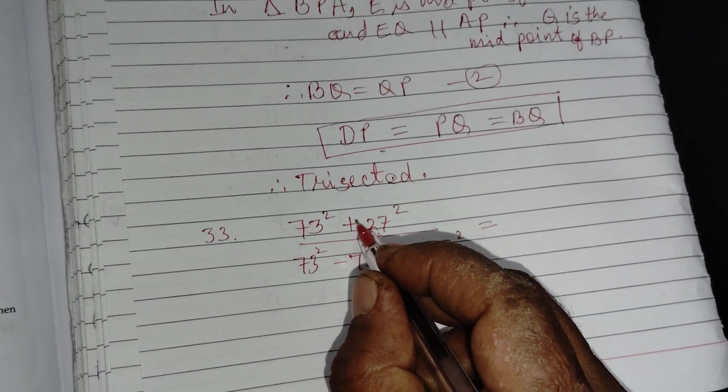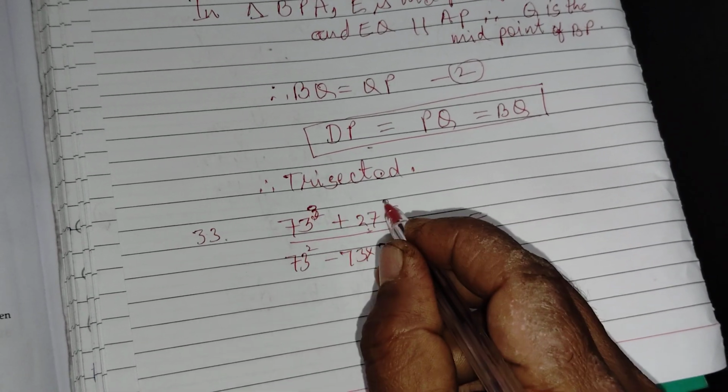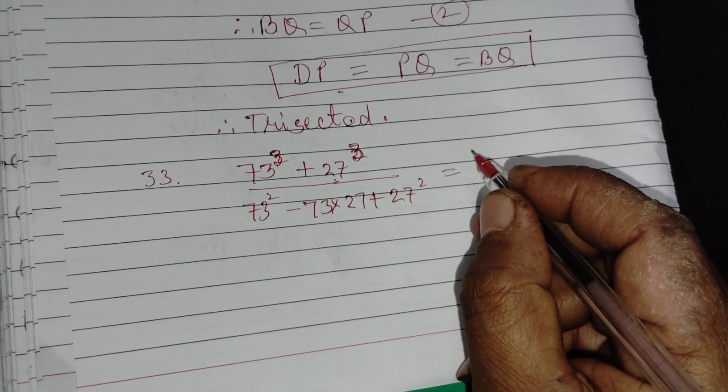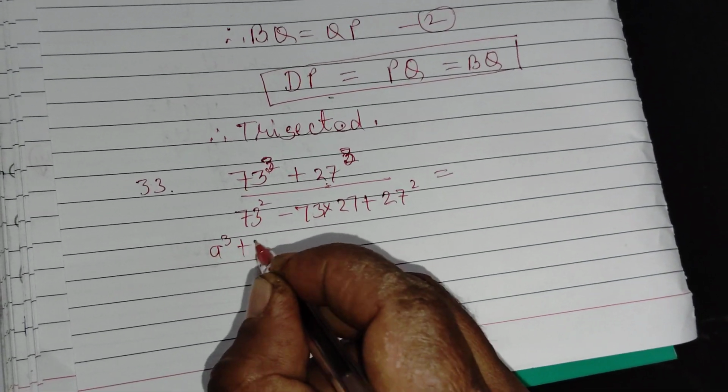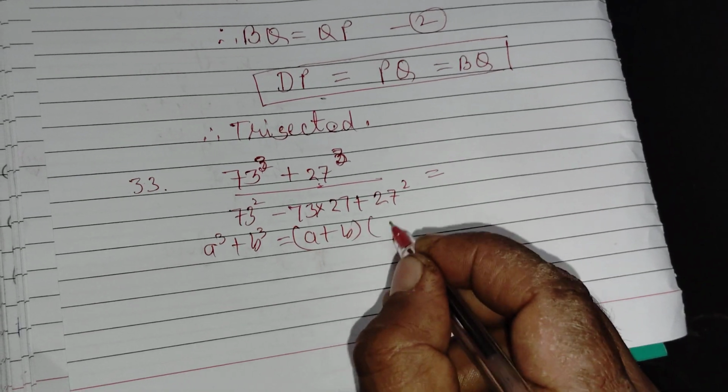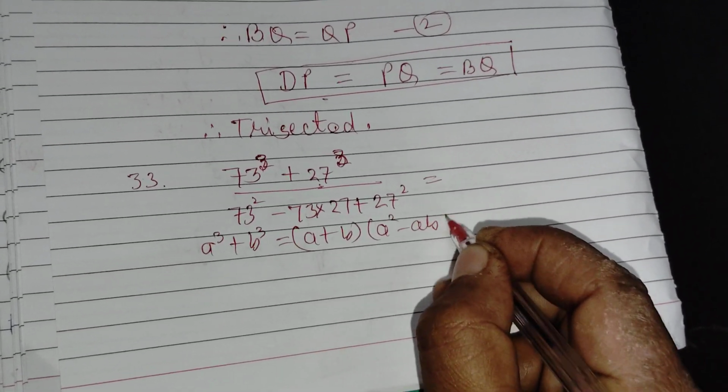So in the numerator there is cube, 73 cube, 27 cube. The identity of cube is a cube plus b cube. We write down its identity: a plus b, second bracket a square minus ab plus b square.